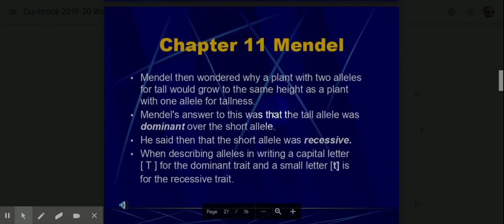Mendel was kind of surprised by some of his results, like when he crossed tall pea plants with short pea plants, and in the first generation, he got all tall plants. This started him wondering about things.